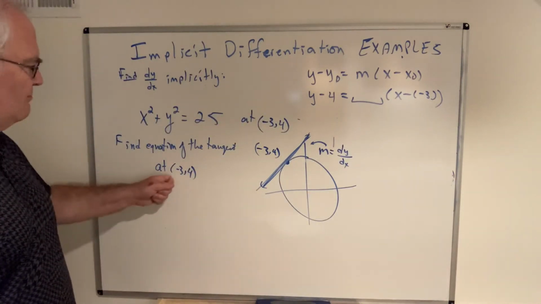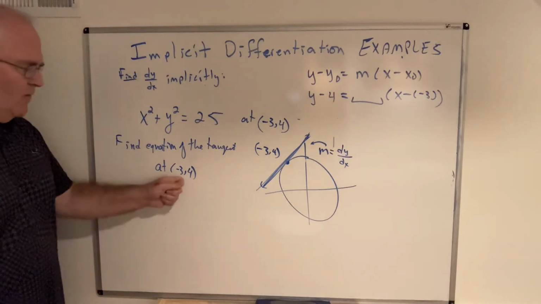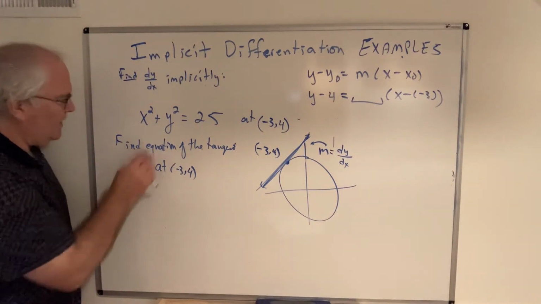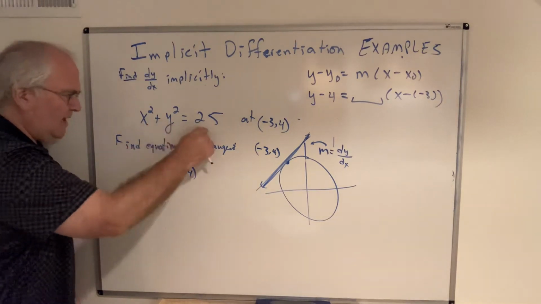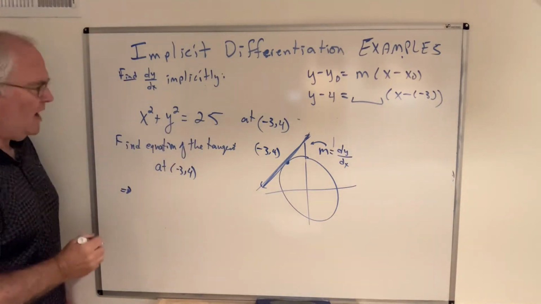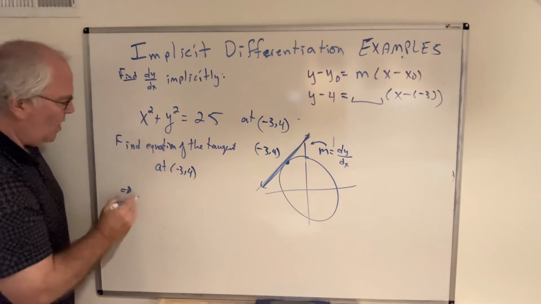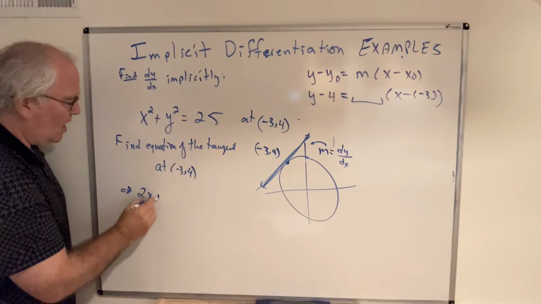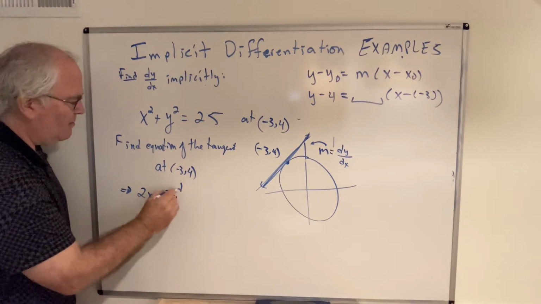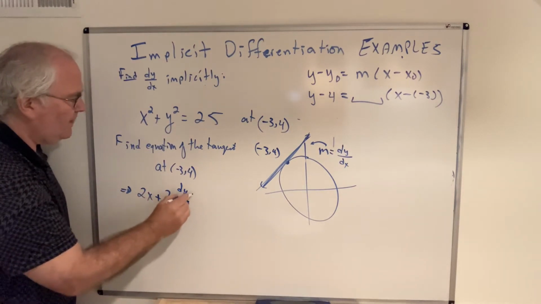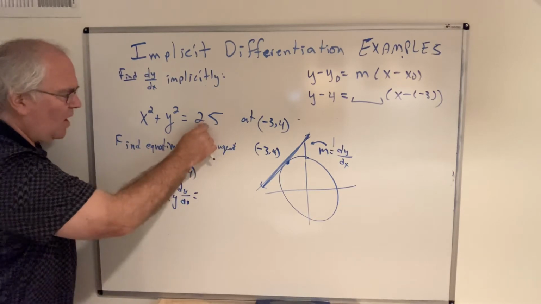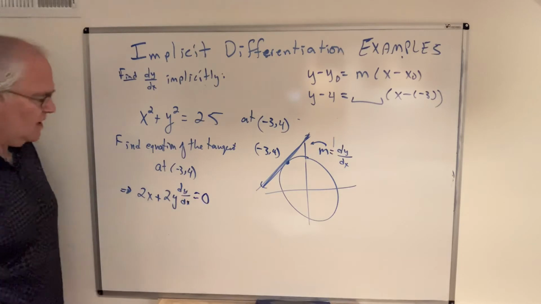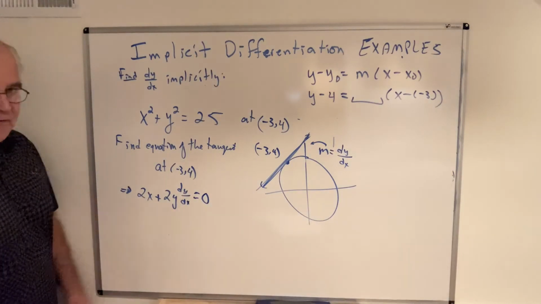Our task is to find the slope. And the slope is given by the derivative evaluated at the given information. So we need to find dy/dx. We find dy/dx the way we've been doing it for a while now. This term does not involve y. The derivative is as usual. This term does involve y, so we multiply by dy/dx. This term does not involve y. The derivative is as usual. The derivative of a constant is 0. Solve for dy/dx.